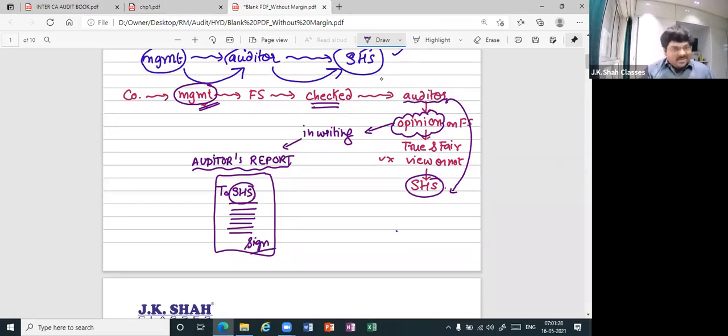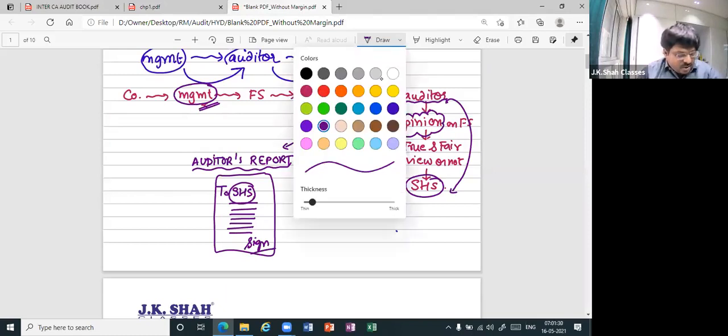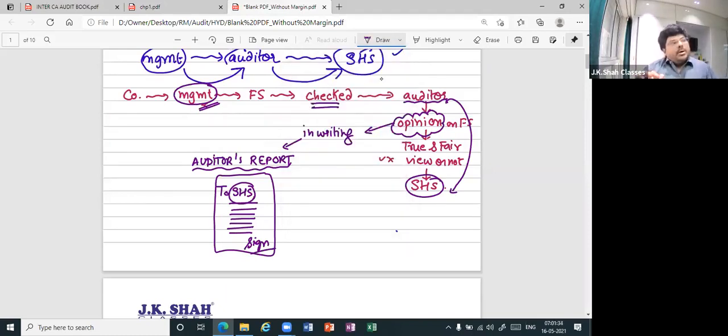Think and answer. Don't be in a hurry. Who has written this report? Auditor. Correct. This report should go to whom? Shareholders. Correct. Simple question. Who will send this report to the shareholders? Auditor. Think. Who will send this report to the shareholders? Auditor. No. It is not the duty of the auditor to send. It is the duty of the BOD to send.